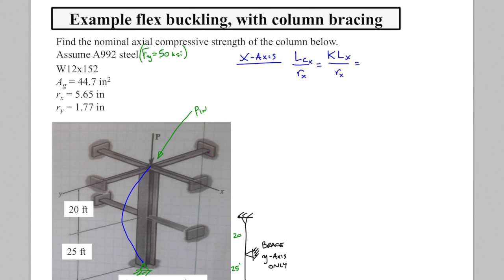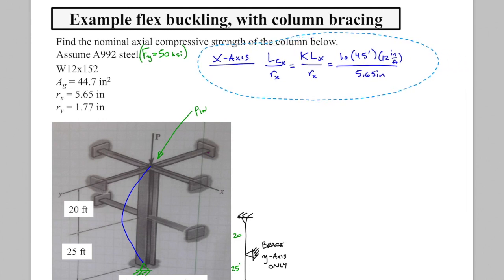Now for K, I know it's pinned, right? Because for the x-axis, I'm going to put X here, is pin. I'm just going to say pinned both. That means 1, right? So I have 1. And then my L, the effective length, is this full length. It's the 45 feet. So I have 45 feet. And I'm going to divide by R, and as you can see over here, RX is in inches, so I'm going to change this to inches per foot, and I have 5.65 inches.